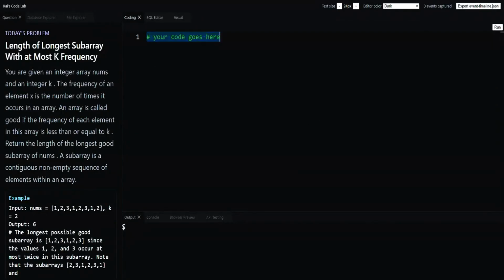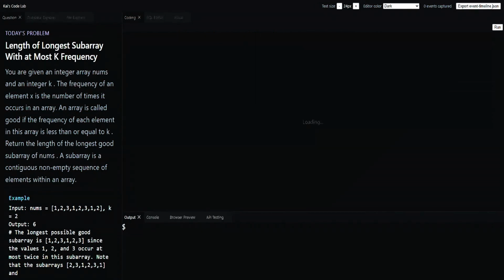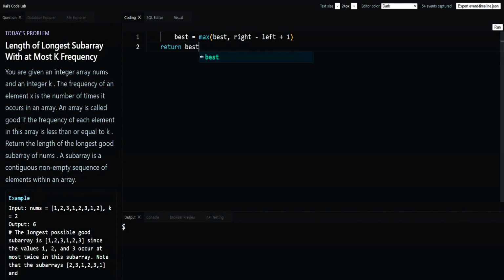We start with an empty counts dictionary, left at 0 and best at 0. Left tracks the window's left edge, right will just be our loop index. For every value at position right, we bump its count. While that count is over k, we remove the value at the left pointer from counts and move left forward, shrinking until legal again. After each shrink, the window is legal, so we compute its size, right minus left plus 1, and keep the bigger of that and our current best.